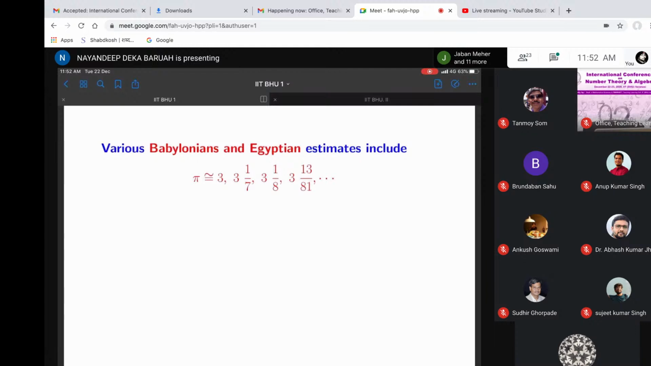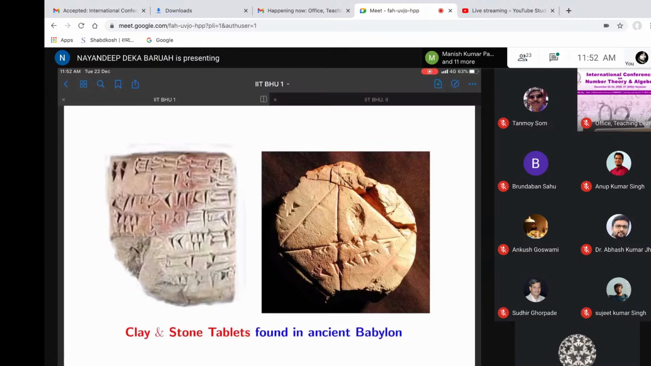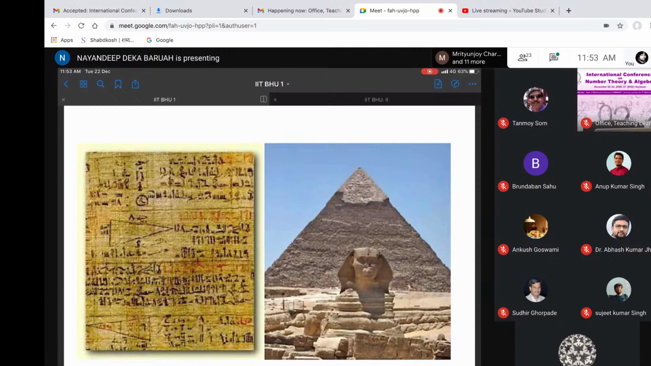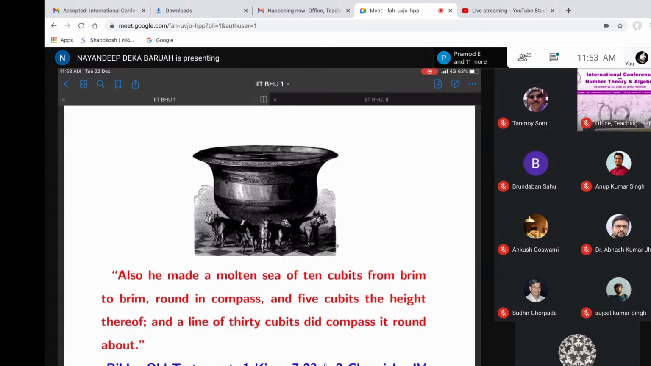And there is some evidence for that. For example, there are clay and stone tablets found in ancient Babylon where they were calculating this ratio. There is other evidence in ancient Egypt, written on papyrus. This is the famous Rhind papyrus. There is also a mention of pi in the Bible, in the Old Testament, 1 Kings and 2 Chronicles 4. It is written that he made a molten sea of 10 cubits from brim to brim, round in compass, and 5 cubits the height thereof, and a line of 30 cubits did compass it roundabout. So the circumference is 30 and the diameter is 10. Therefore, the value of pi from the Bible is 3.